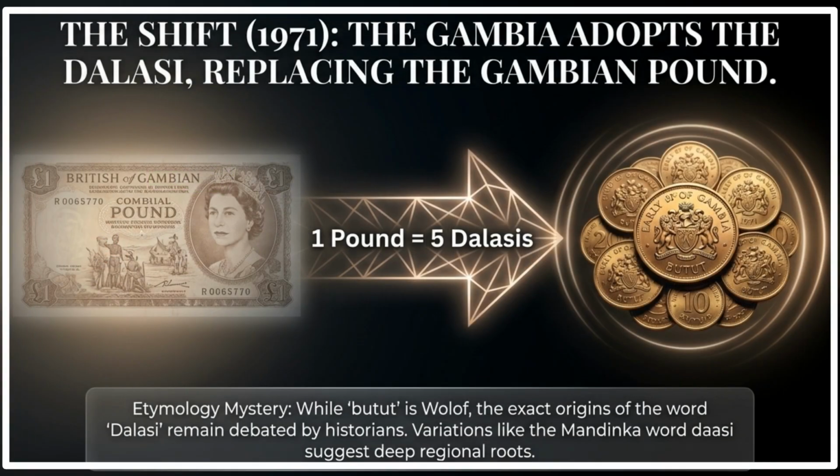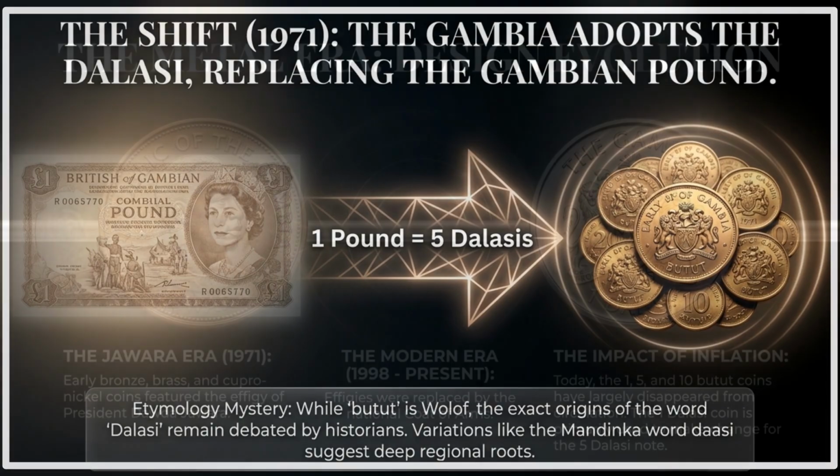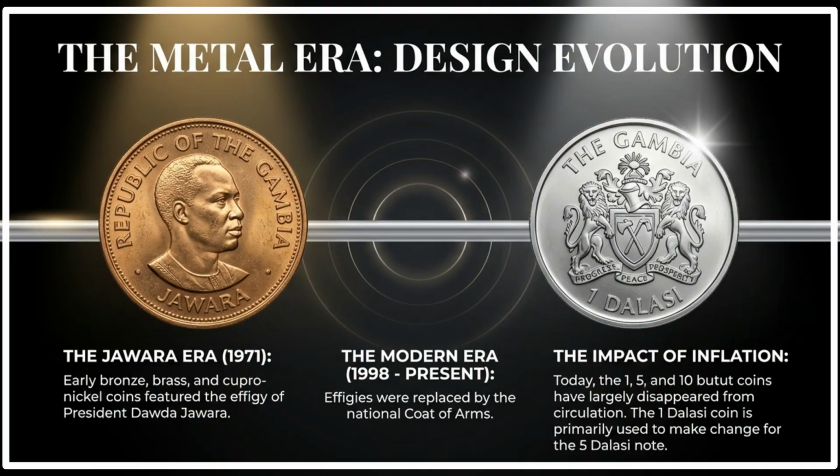The word butut comes from the Wolof word butut, meaning small thing. In 1971, the Gambia adopted the Dalasi, replacing the Gambian pound at a rate of £1 to 5 dalasis. The precise origins of Dalasi are still debated by historians, though variations like the Mandinka word dasi suggest deep regional roots. The metal era saw design evolution.